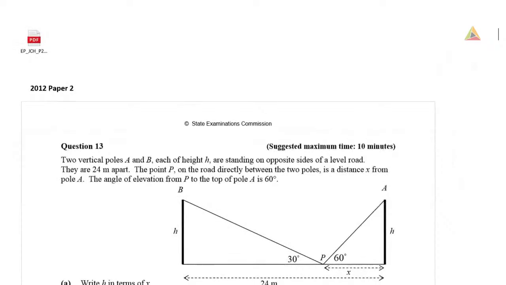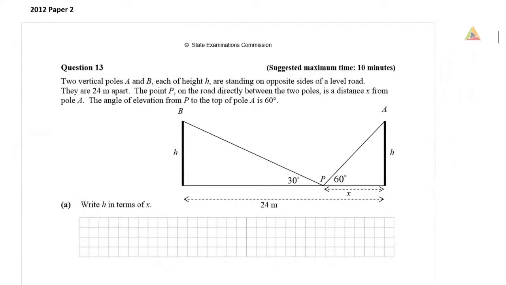The next one I have is 2012, paper 2, question 13. Okay, so two vertical poles, A and B, each of height h, so we see h marked in the diagram there. They are standing on opposite sides of a level road. They are 24 meters apart. The point P on the road directly between the two poles is a distance x from pole A, and the angle of elevation from the point P to the top of the pole A is 60 degrees. So that's this angle of elevation here.